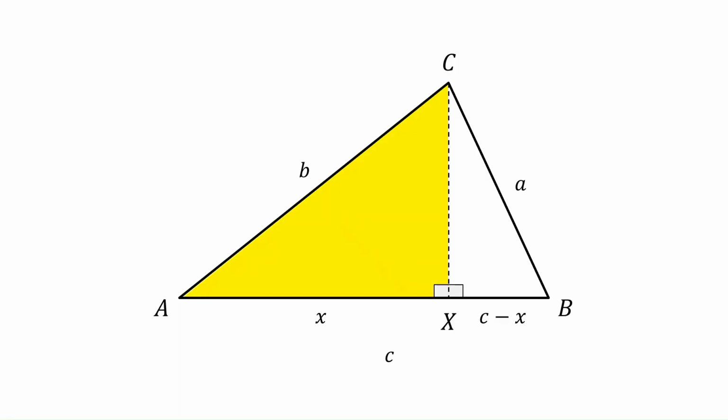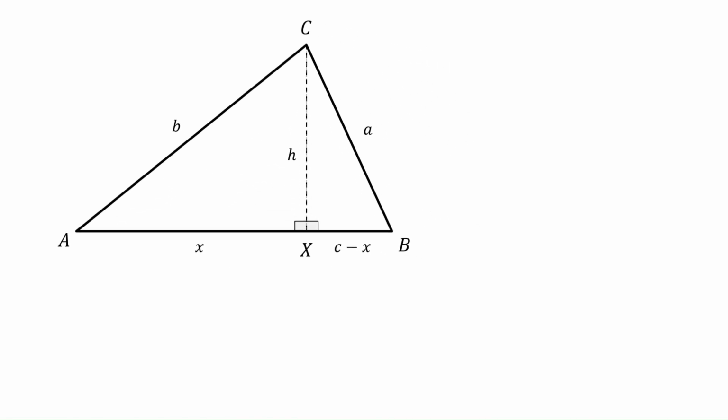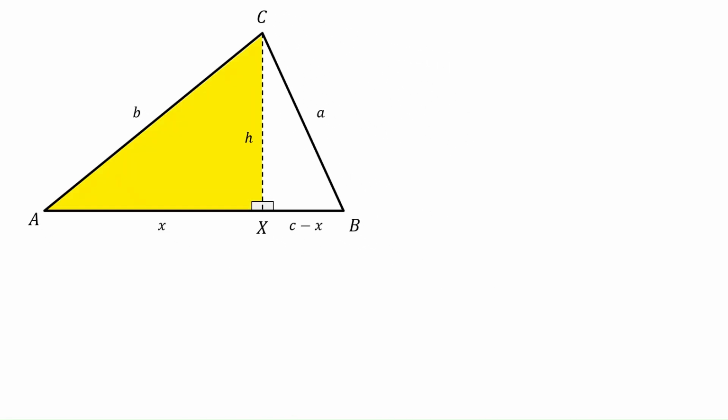Now that we've made two right-angled triangles, we can start to consider some trigonometry. We'll also define this line from C to X to have a length h. We can focus on triangle AXC first. We can use Pythagoras' theorem to write that x squared plus h squared equals b squared. We can then shift our focus to triangle CXB and say that (c minus x) squared plus h squared equals a squared. We can manipulate these equations as we would have done when we dealt with simultaneous equations.